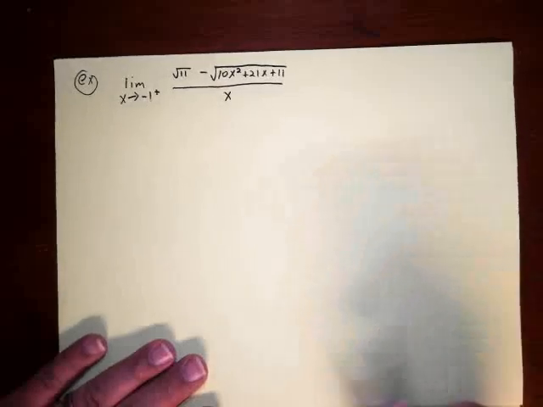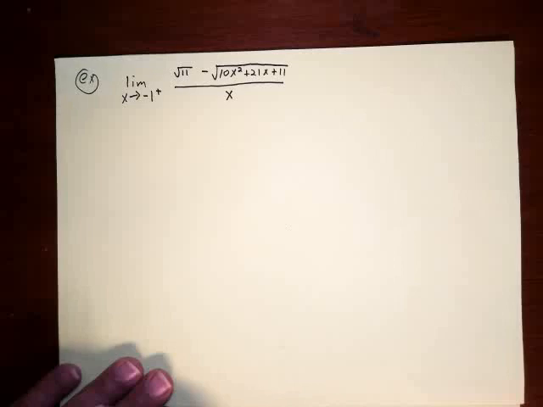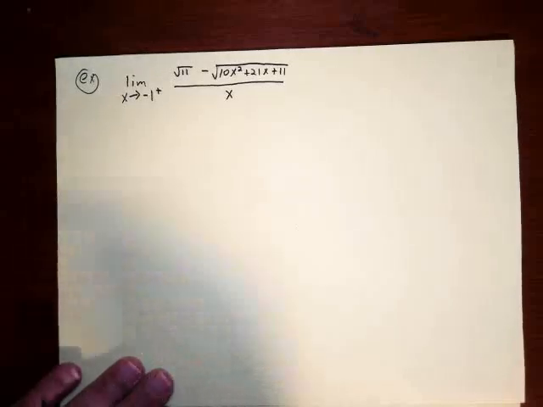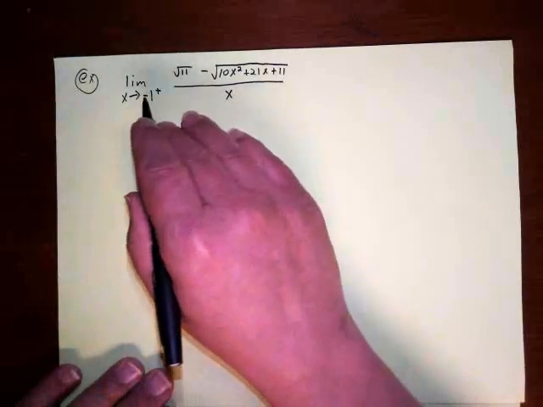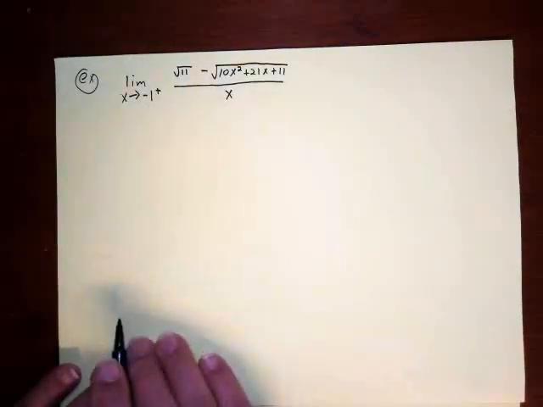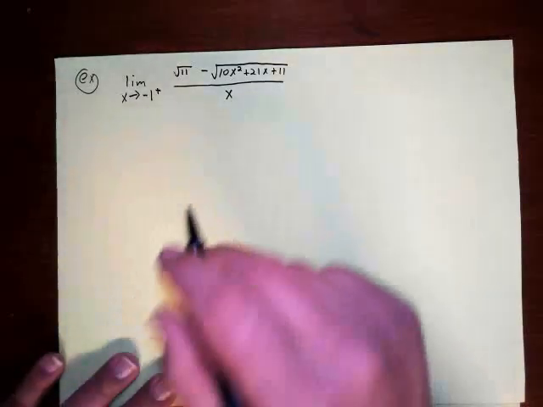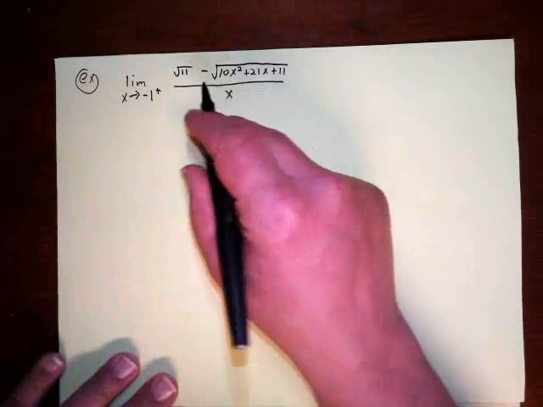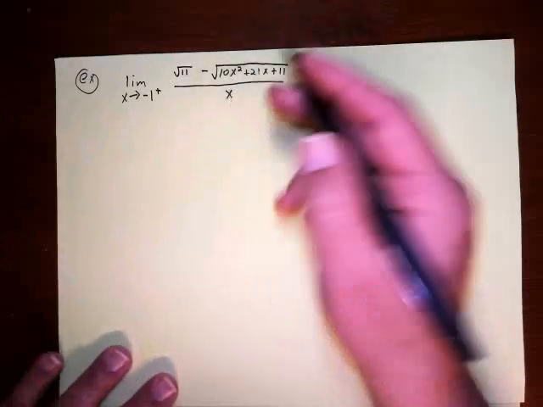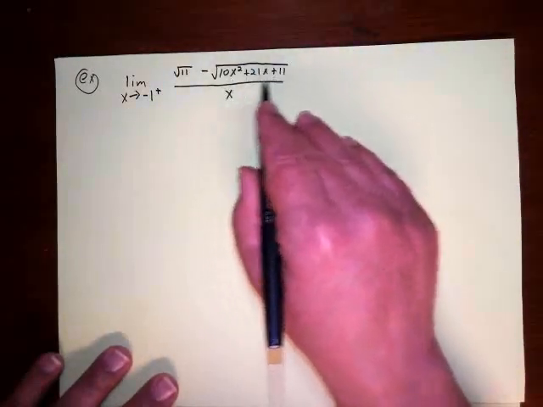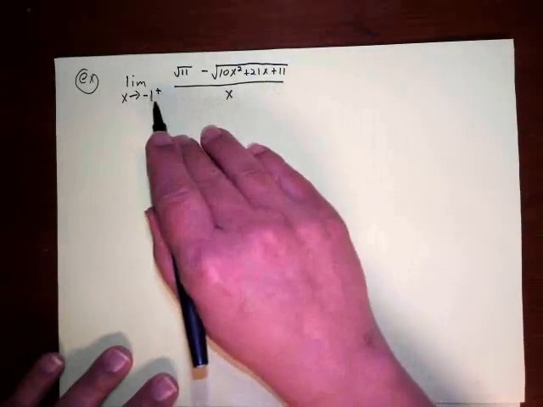Let's do a one-sided limit as x approaches -1 from the positive side. Okay? Now, one thing I want you to notice here is that if I plug in -1 here, I'm not going to get a 0 in the denominator, so as long as it doesn't make this equal to a negative number, we should be okay. We can just plug it in.